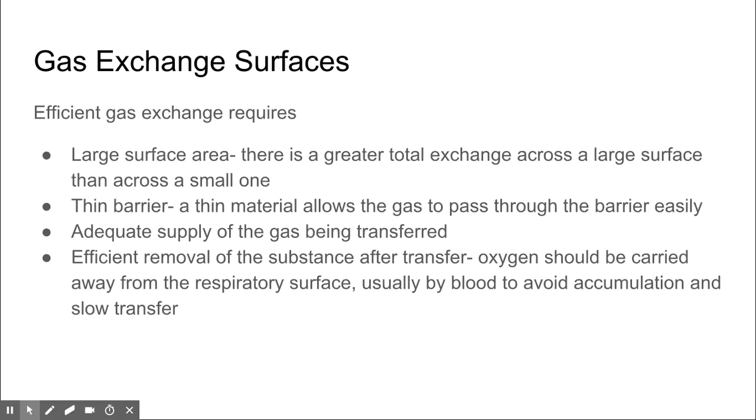For a gas exchange surface to work efficiently, it must have a large surface area, and we'll see an example of alveoli and how they increase the surface area through which gases can move. It must be a quite thin barrier and allow the gas to pass through the barrier easily. There must be an adequate supply of the gas that's being transferred, and there must be an efficient way to remove the substance after transfer. So it's all well and good that oxygen passes through the membrane, but it must be transported away to avoid accumulation and a slow transfer if it is kept close, because we know that things will move with a gradient.